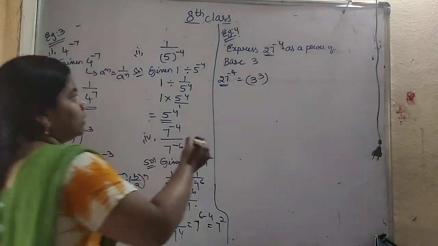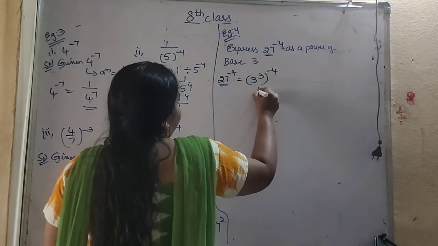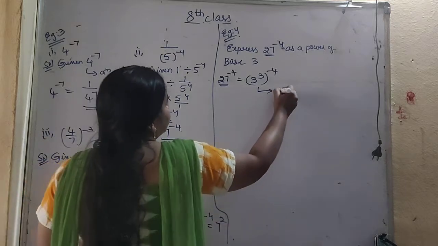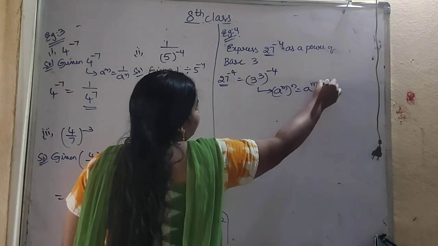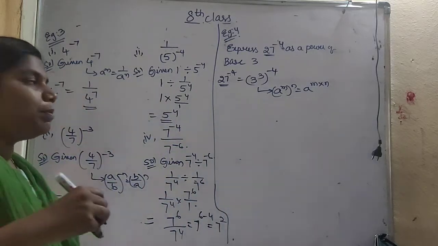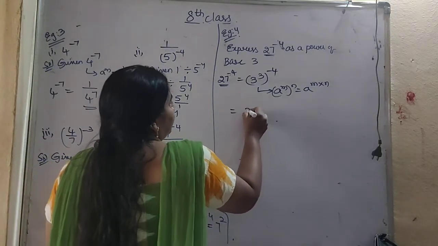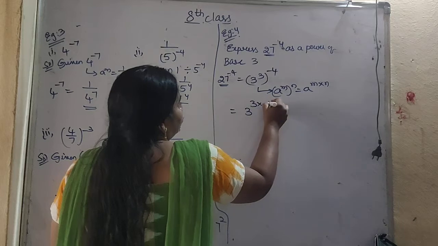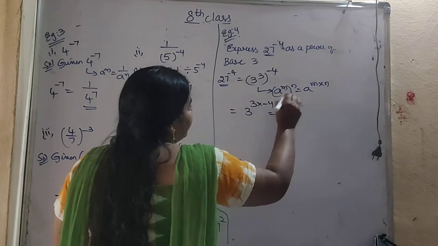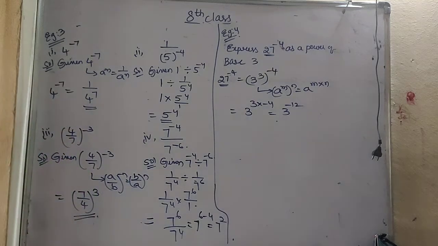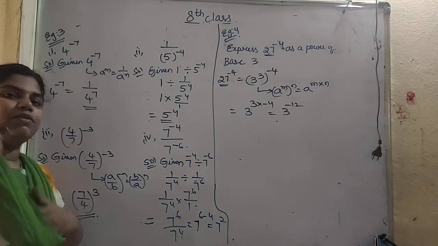And what is the power there? Power is minus 4. So here we are using one formula. What is that? (a^m)^n can be written as a^(m×n). So we have to multiply the powers. So it will be 3^(3×(-4)). So 3 times 4 is 12, so minus 12 you got. Okay. So what is the value? 3^(-12) is our answer.